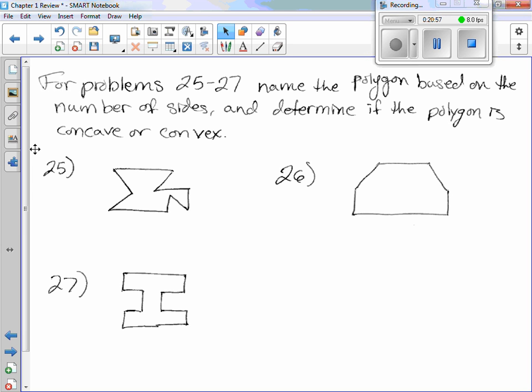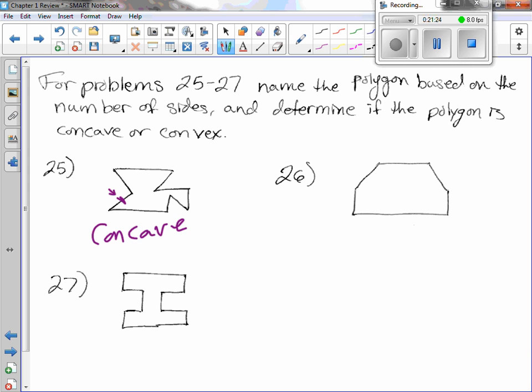Now, looking at this one here, 25 through 27, name the polygon based off the number of sides and determine if the polygon is convex or concave. What's this one going to be here? Well, this is concave, yes? Let's count the sides. Now, I normally mark one of the sides so I know where I start. I don't know about y'all, but sometimes I'll get around and forget which line I started with. So I'll give myself a reminder, okay, I'm starting at this side here. 1, 2, or you can number them, 3, 4, 5, 6, 7, 8, 9. So this is a nonagon.